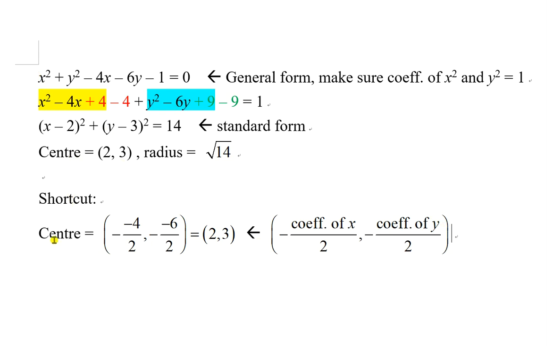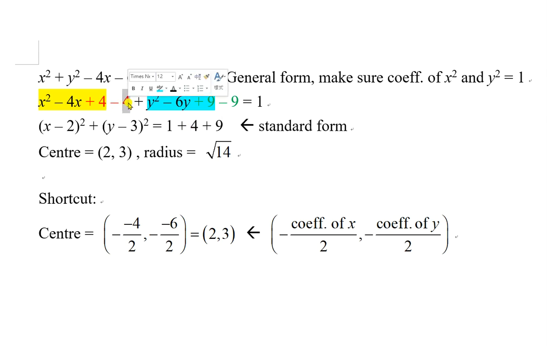Okay, now that you have found the center's coordinates, you can find the radius. And look at here, how do we get this 14? That is 1 plus 4 plus 9, right? This 4 is the red 4. Okay, the red one here. That is this number.